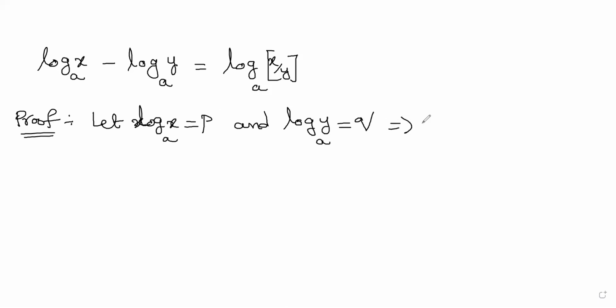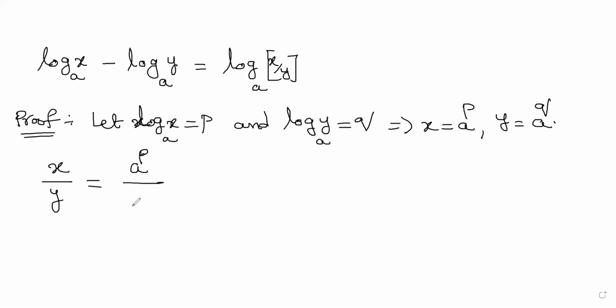So you can write x is equal to a power p, y is equal to a power q. So you can find what x by y is. x by y is a power p divided by a power q. So you can have a to the power of p minus q. a power m by a power n is a power m minus n. So finally x by y is a to the power of p minus q.